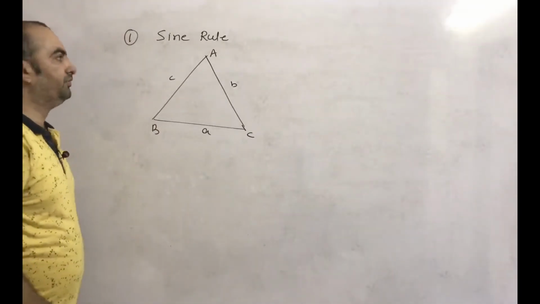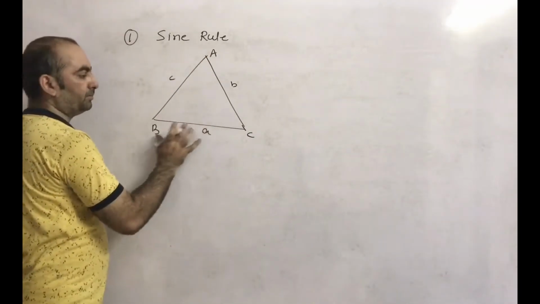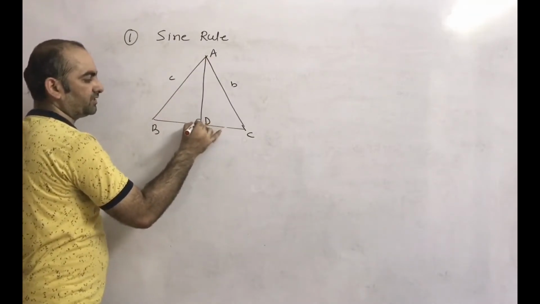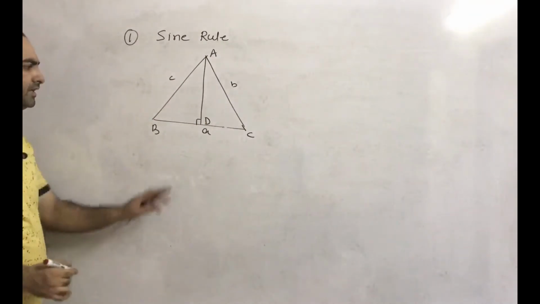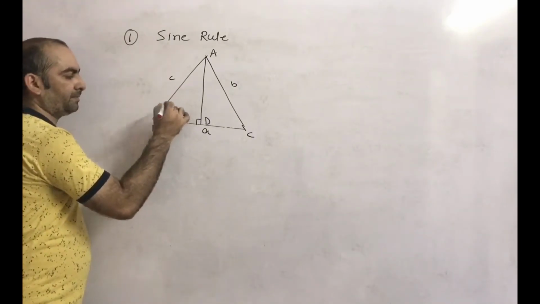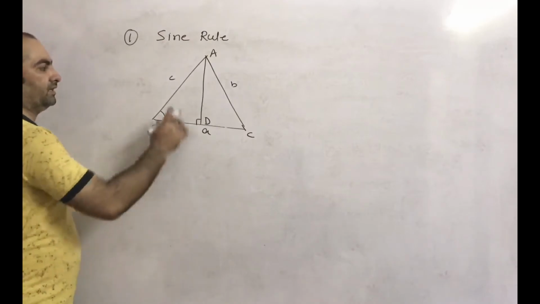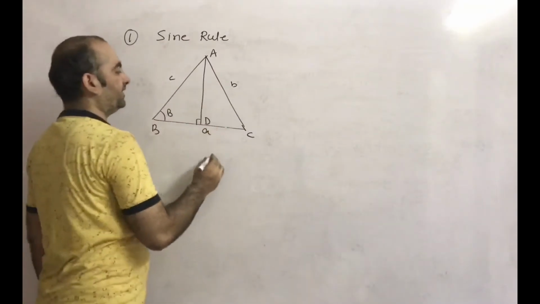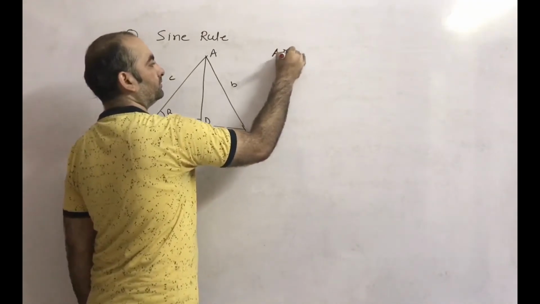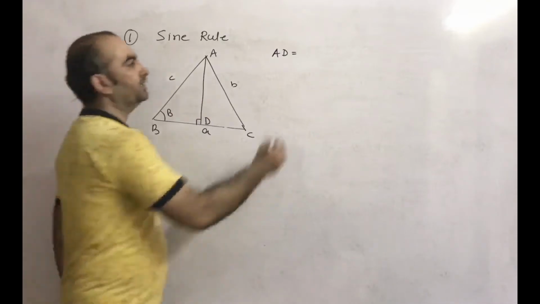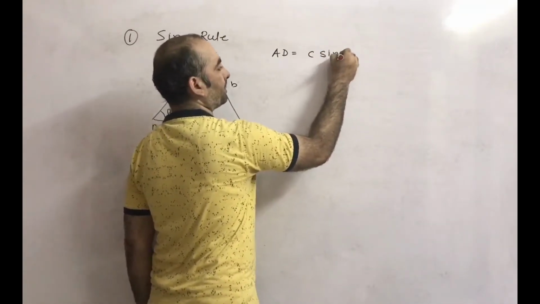Okay, so if I draw from A a perpendicular to BC, what will come? This one. So this is point D, and this is 90 degrees. Okay, so this is A, and this angle is B. Now in this triangle, c is this one, and this angle is B, and AD is this one. So from here we can say that AD equals c sine B. c sine B.